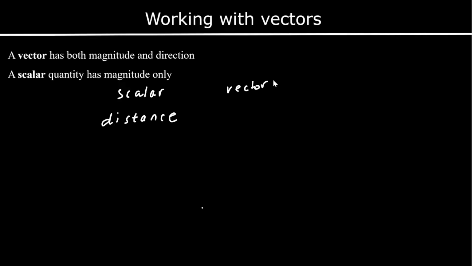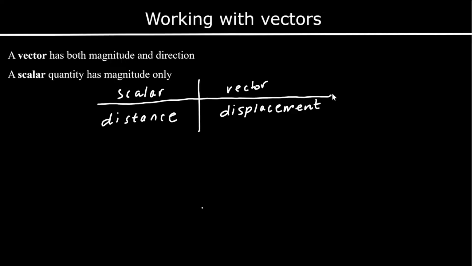The vector is called displacement. So displacement is the same as distance, but it's also got a direction. So if we've got a straight line, the distance could be 10 meters. That doesn't tell you if you're going forwards or backwards along that straight line. Displacement could be plus 10, which would be going forwards, or minus 10, which is going backwards. So distance is the magnitude of displacement.